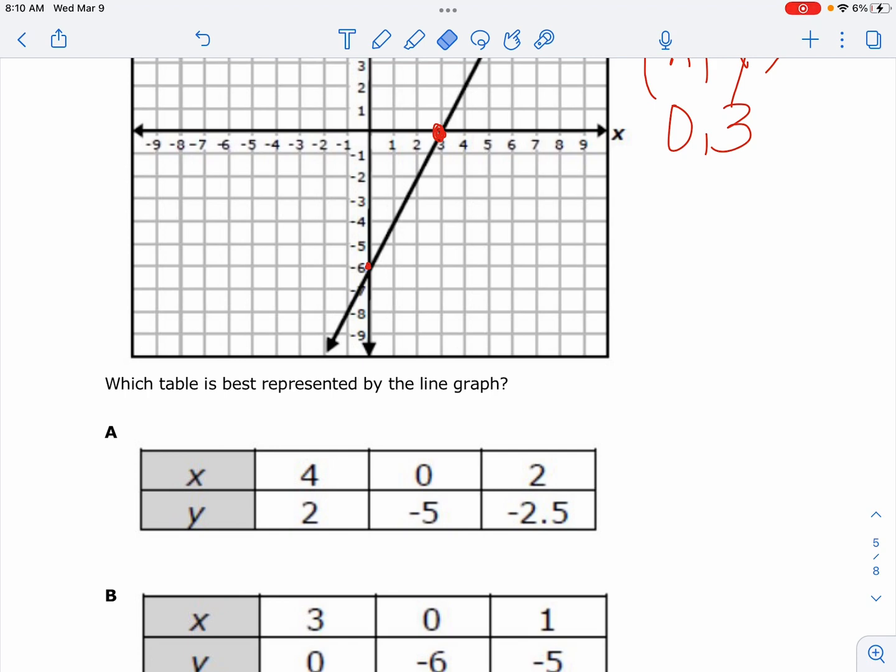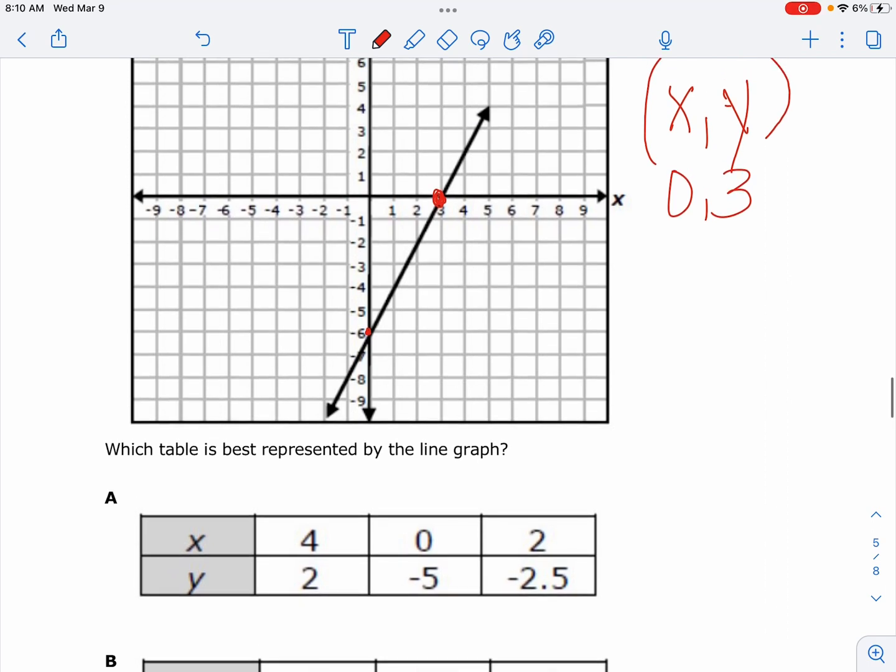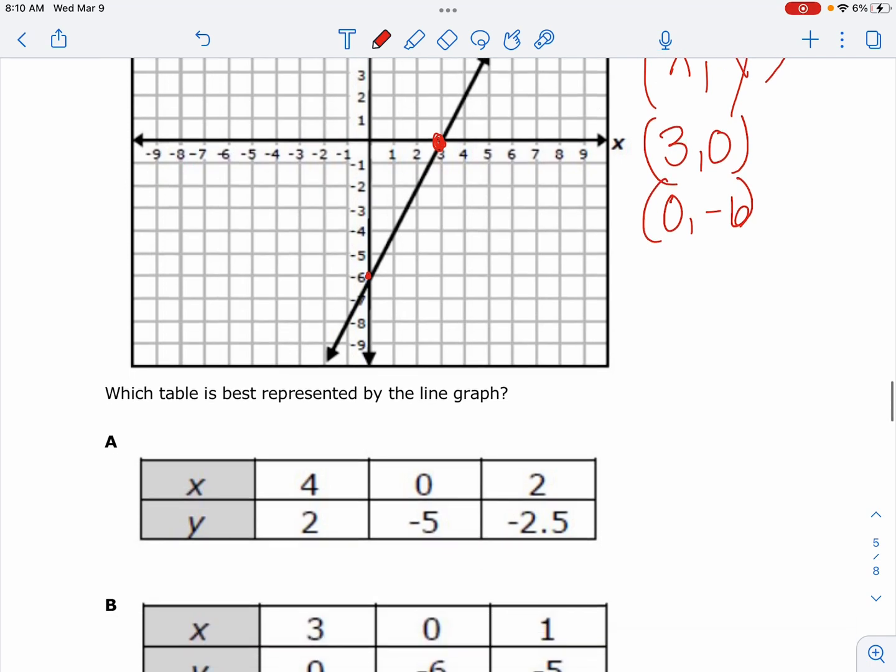Oh my gosh, what is wrong with me? I'm so sorry. This is 3, 0. And then I'm going to have -6, 0. I can't think right now. This is supposed to be 0, -6. I don't have anything on the x, but I have something on the y. There we go. Oh my goodness.